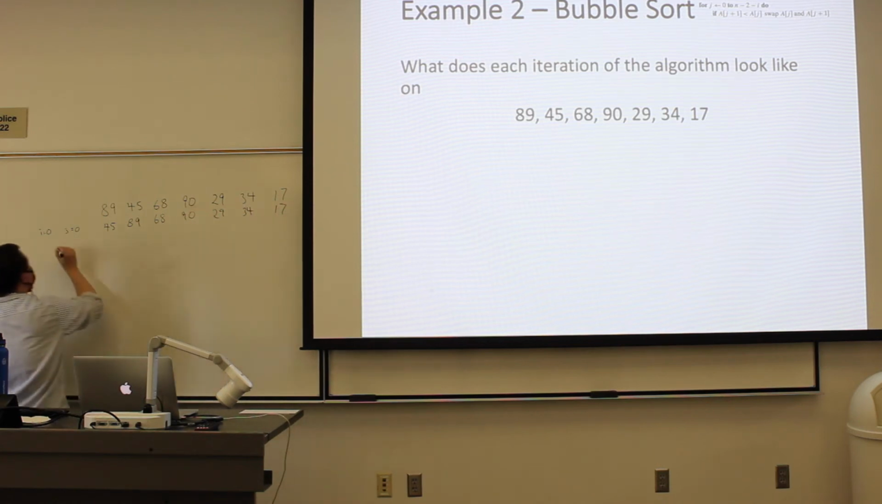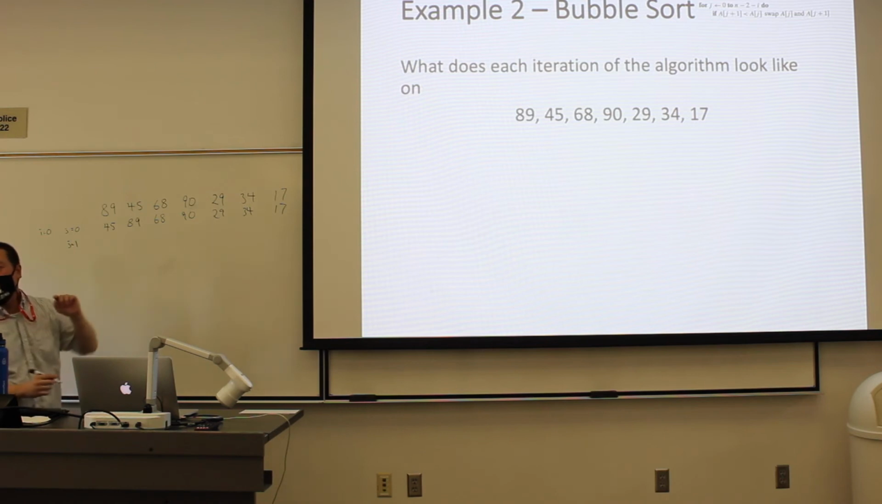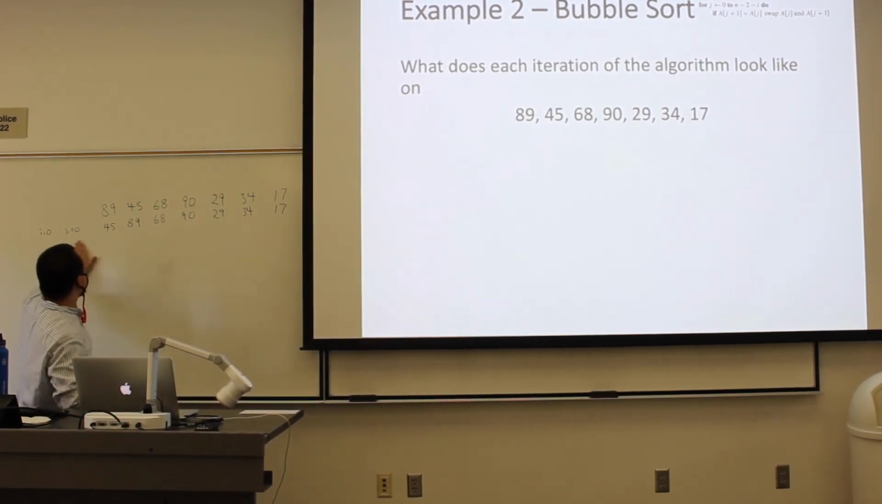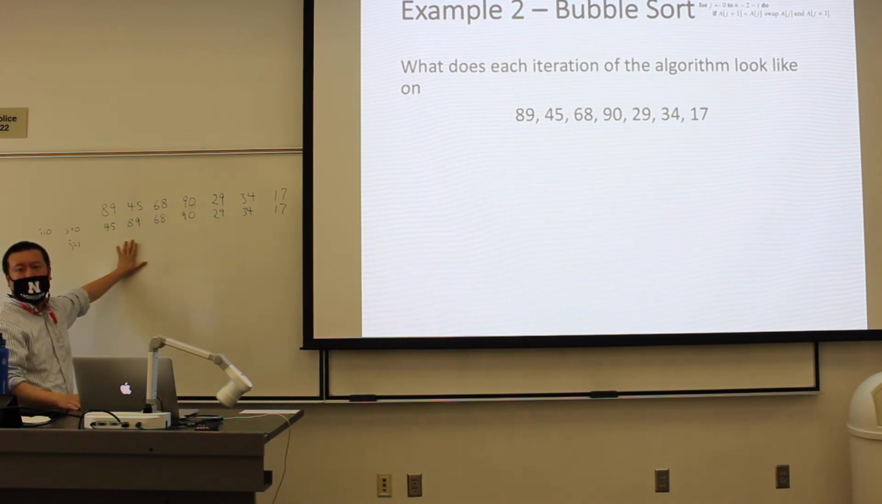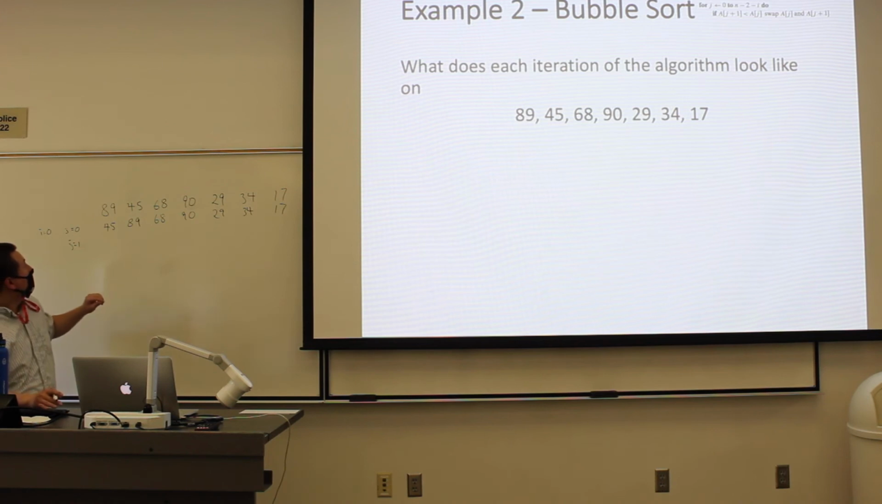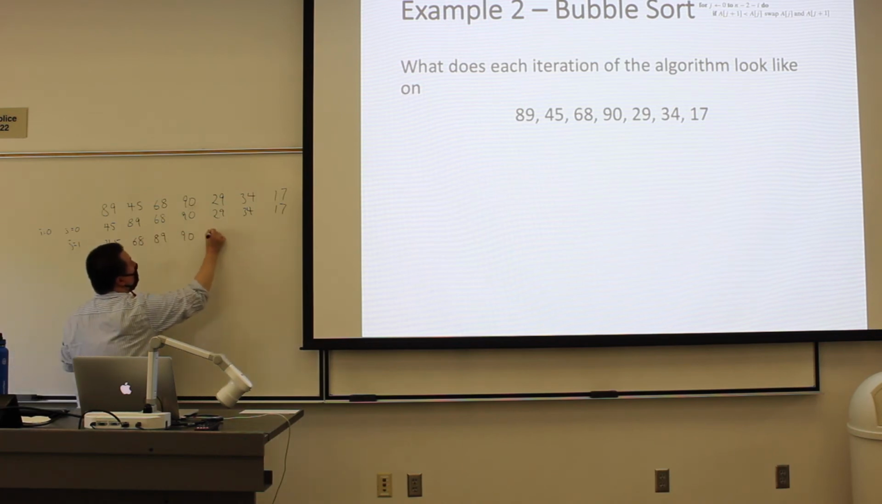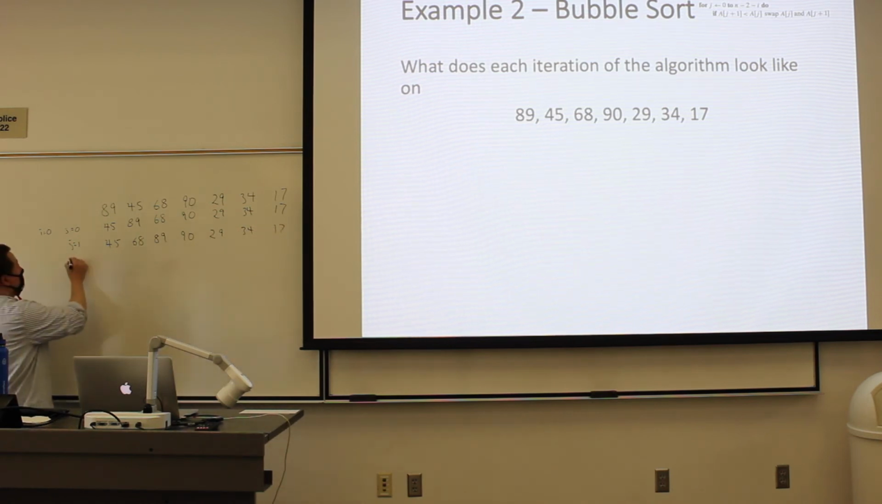And then when j equals 1, what's going to happen? Yeah. 89 and 68 swap. Then we have 45, 68, 89, and now j equals 2.